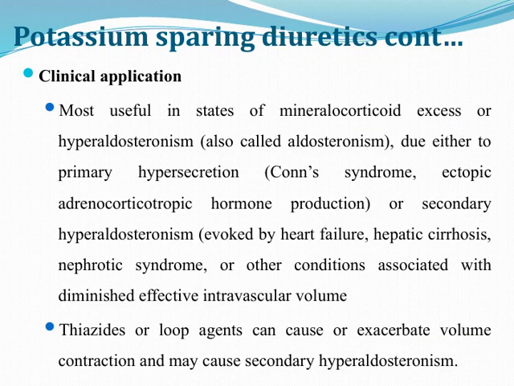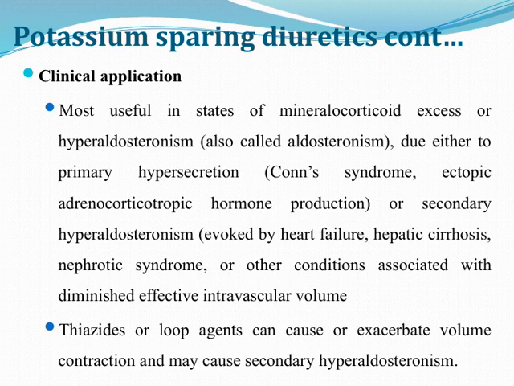Potassium-sparing diuretics continue to be an important part of our therapeutic arsenal, especially in specific clinical situations. They are most useful in conditions characterized by mineralocorticoid excess or hyperaldosteronism. This can happen in cases where there's primary hypersecretion, like in Conn's syndrome or ectopic adrenocorticotropic hormone production, or in secondary hyperaldosteronism, which often occurs due to conditions that reduce effective blood volume. For example, heart failure, hepatic cirrhosis, and nephrotic syndrome can all lead to increased aldosterone levels as the body tries to compensate for low blood volume.